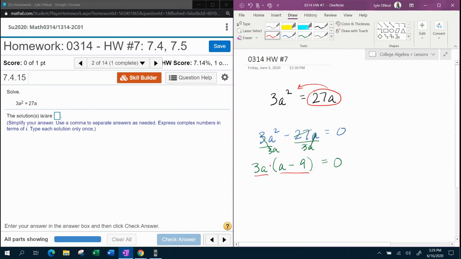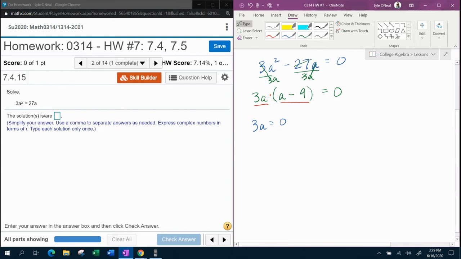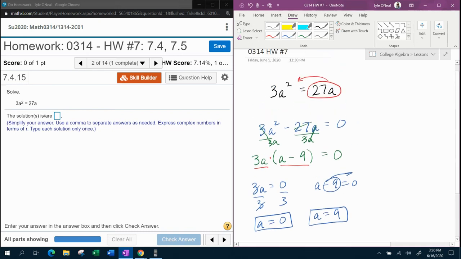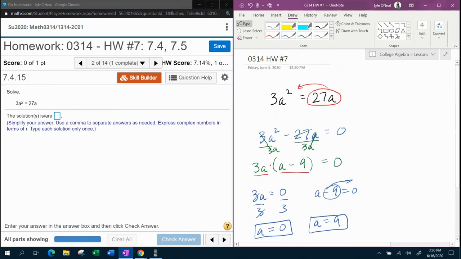And so now we can set each factor equal to 0 and solve. So we're going to set 3a equal to 0. If I divide both sides by 3, a is 0. That's a solution. And a minus 9 equals 0. Moving the minus 9 over gives me a equal to 9. Now then, that's how to solve manually.